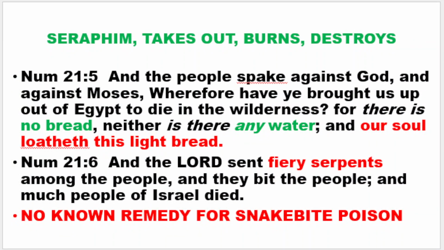Now, let's take this illustration in the wilderness and see the three mechanisms playing themselves out. In Numbers 21, verse 5 and verse 6, we are told, and the people spake against God and against Moses, wherefore have you brought us up out of Egypt to die in the wilderness? For there is no bread, neither is there any water, and our soul loatheth this light bread. Then verse 6, and the Lord sent fiery serpents among the people, and they bit the people, and much people of Israel died. So the people rebelled against God in the wilderness.